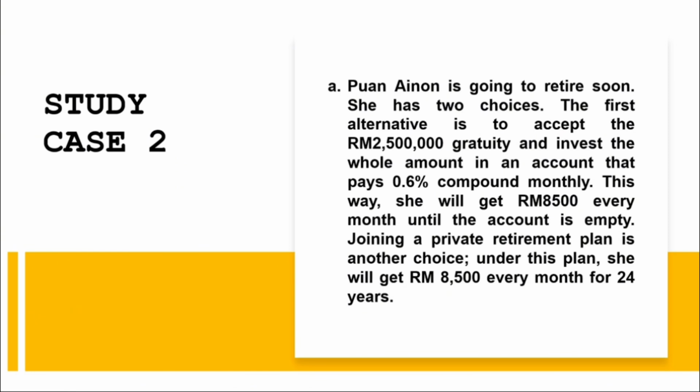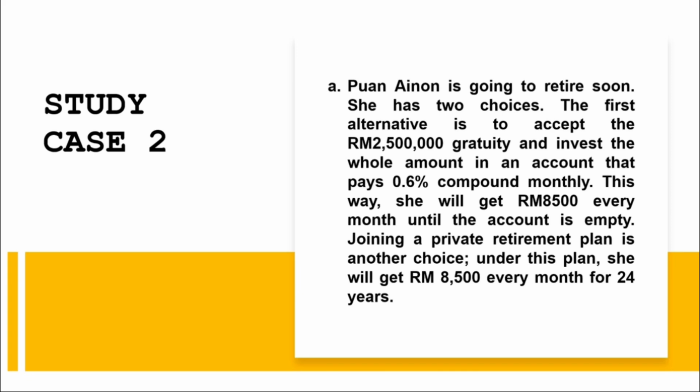Question A. Puan Ainun is going to retire soon. She has 2 choices. The first alternative is to accept the 2.5 million ringgit gratuity and invest the whole amount in an account that pays 0.6% compounded monthly. This way, she will get 8.5 thousand ringgit every month until the account is empty.